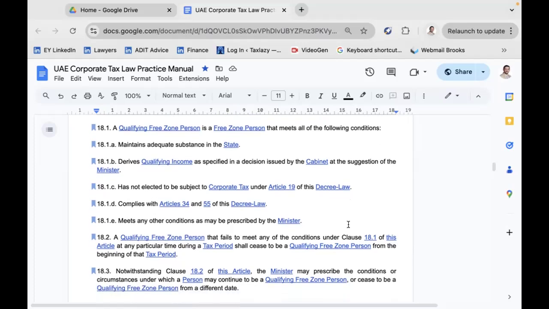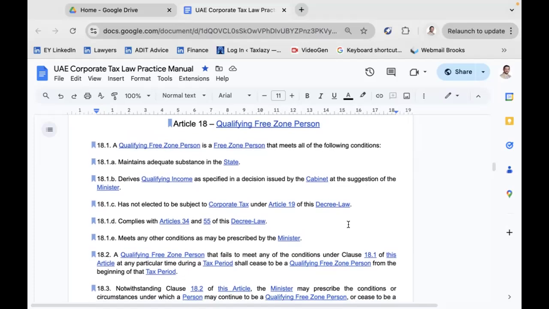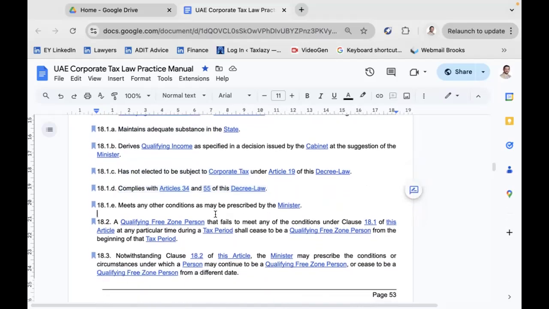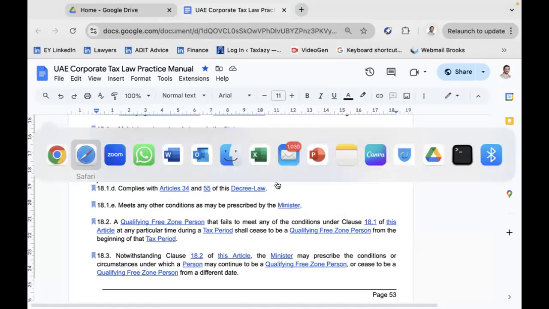So guys, please don't forget these very, very critical things. Under qualifying free zone regime conditions, they have to maintain adequate substance. They must derive qualifying income. They should not elect to be taxed under the normal tax regime under Article 19. And this was the reason I asked you this question. They must comply with Article 34, which is the arm's length principle, and Article 55, which is transfer pricing documentation. This is a requirement of the qualifying free zone person regime.